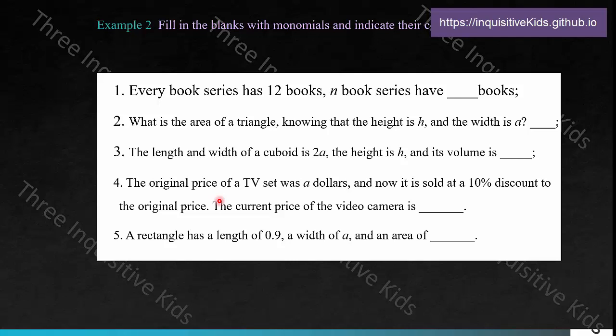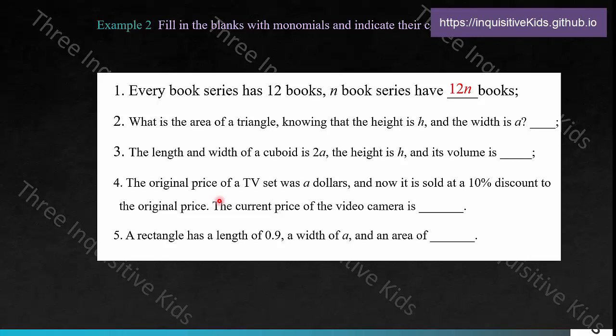So the first one. Every book series has 12 books, so n book series will have 12n books. There are n book series. Each book series has 12 books, so there are 12n books.